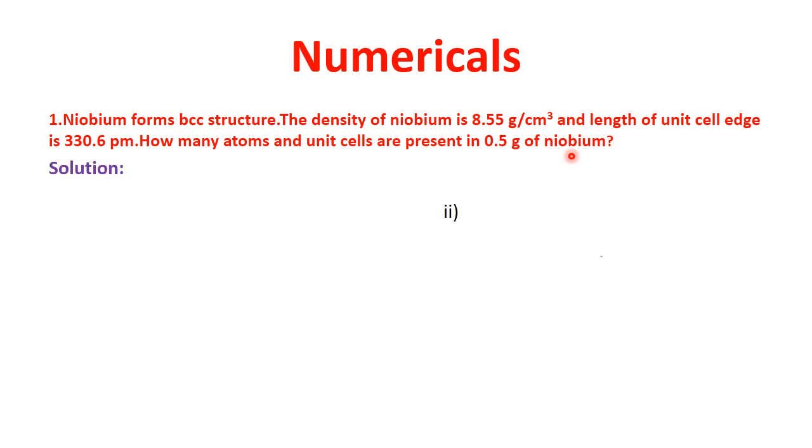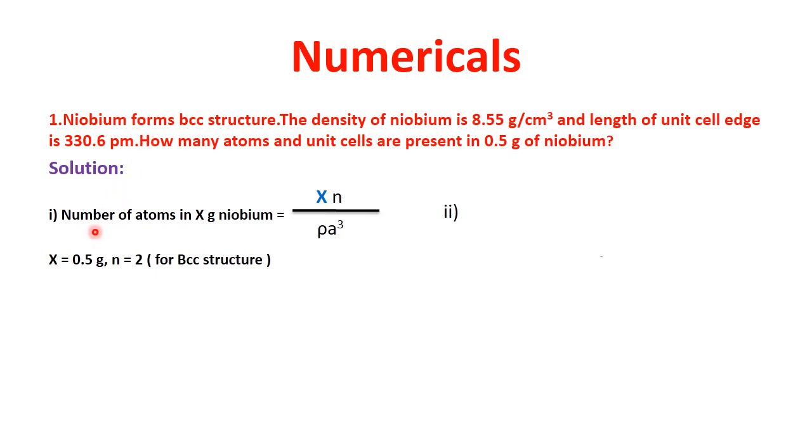First, we will determine the number of atoms in X gram of niobium, which is equal to X into n divided by rho a cube. This formula we are going to use for determination of the number of atoms in X gram of niobium. Now we will see what exactly is given in the equation.